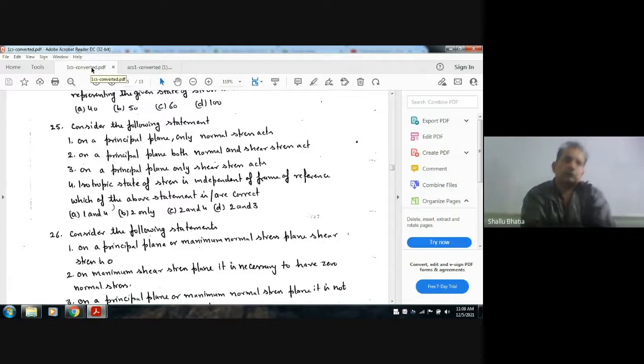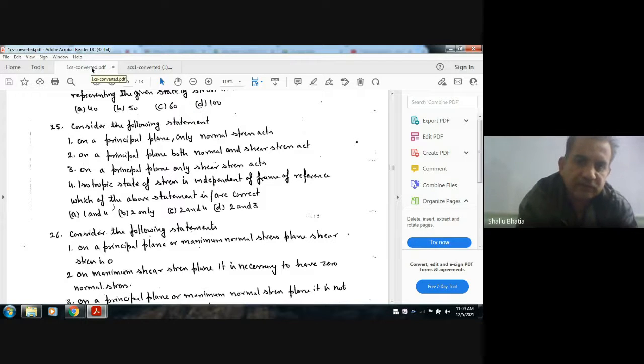Okay, look at this statement. On a principal plane, only normal stress acts. It is right, there is no shear stress. So the first is correct. On a principal plane, both normal and shear stress act, is wrong because there is no shear stress. On a principal plane, only shear stress acts, is also wrong. So the option is 1 and 4.